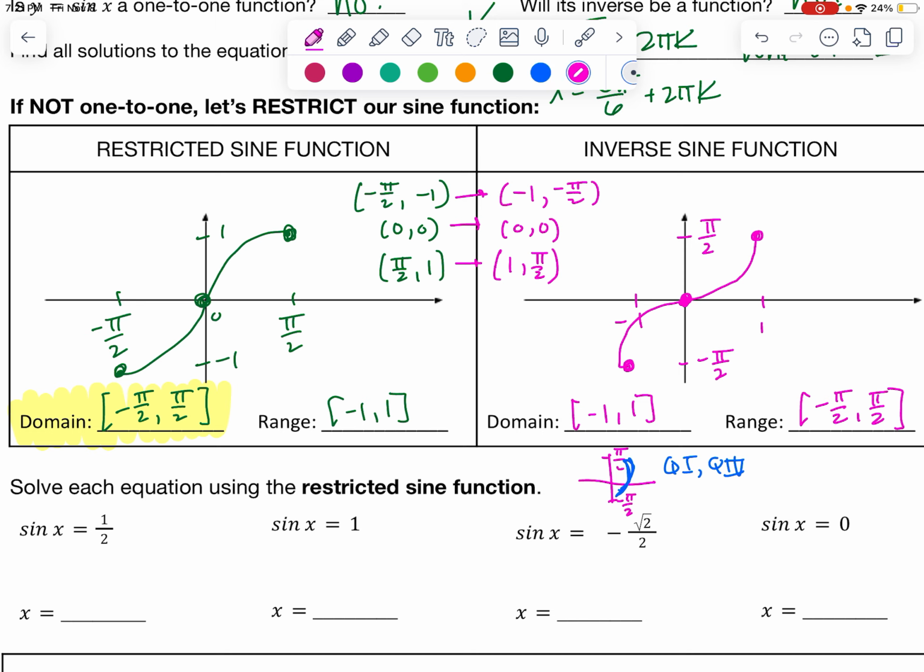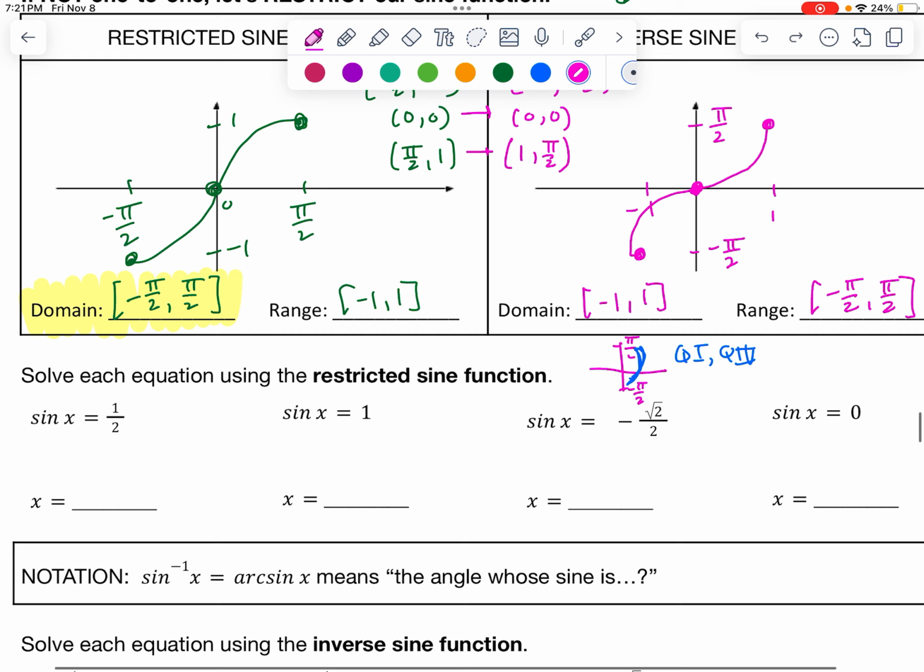But pretty much you see that if my domain of my restricted sine function is negative pi over 2 to pi over 2, then my range is going to be negative pi over 2 comma pi over 2 for my inverse sine function. And same exact thing with my range of my restricted sine function, the domain is going to be that same exact interval of negative 1 comma 1.